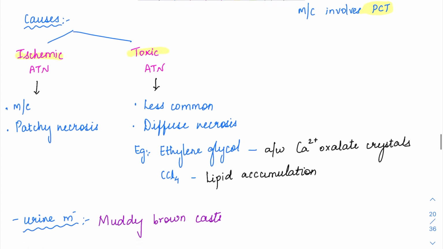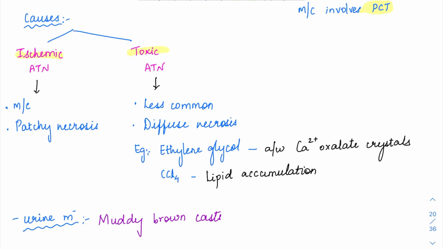toxic cause. Under ischemia, whenever a blood vessel is occluded or obstructed, the part which the blood vessel was supplying is going to undergo ischemia. Only that part which is supplied by the blood vessel is going to be affected. So this is going to be a patchy kind of necrosis. There will be patchy necrosis of the proximal convoluted tubule supplied by that blood vessel, and this is going to be the most common pattern.